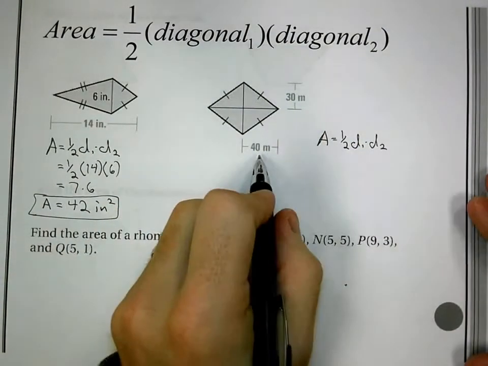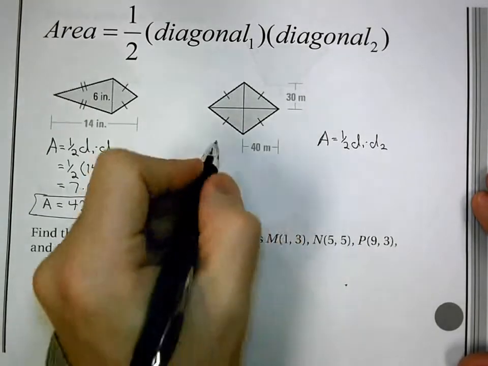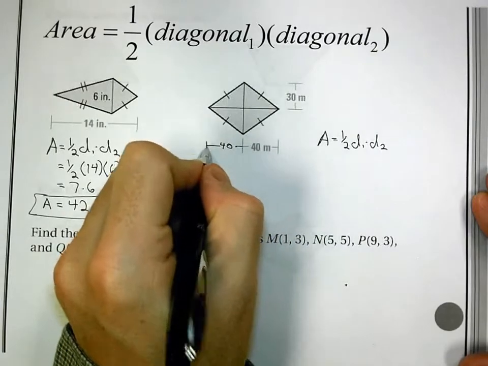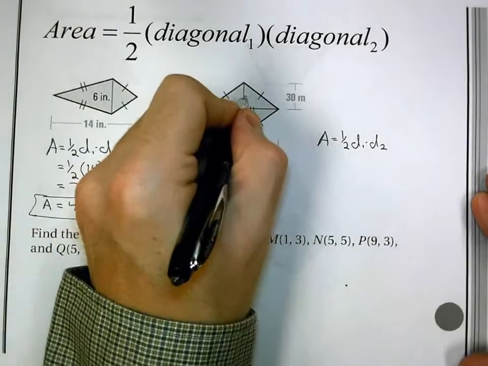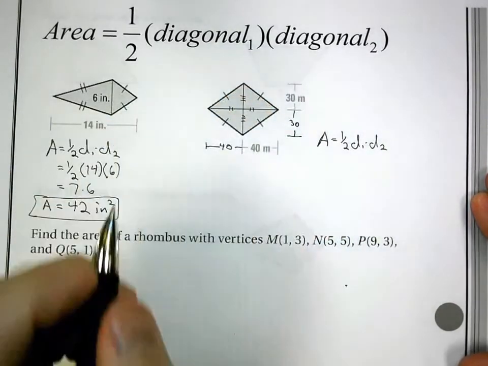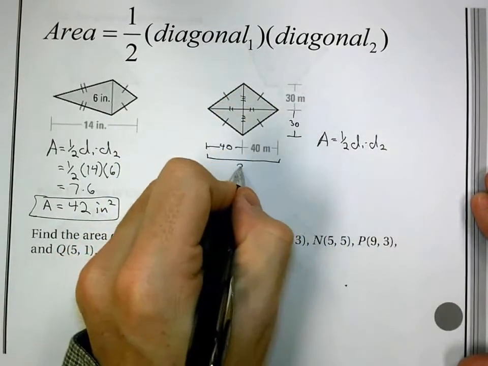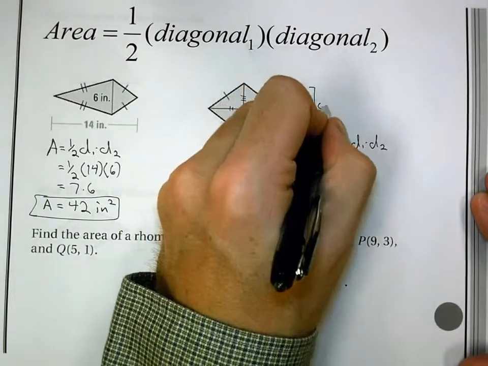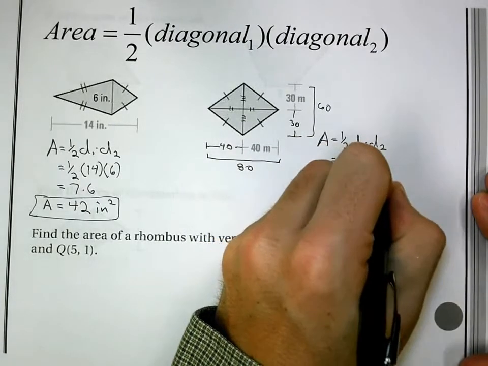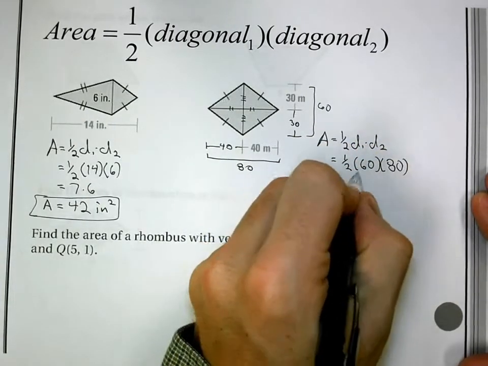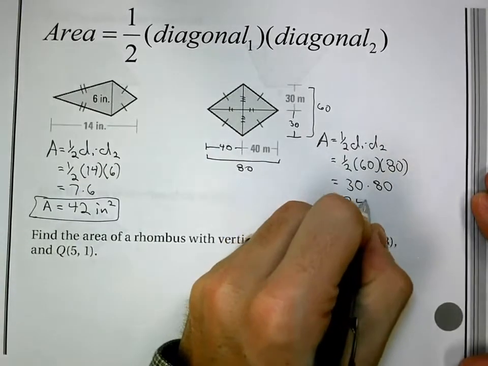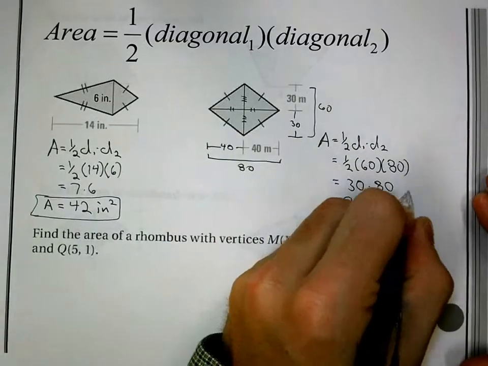And when I look for my diagonals, it's not 40 and 30, because that 40 is this right side of it, which means there's another 40 here, because they bisect, as well as another 30 down there. So in fact, my total diagonals are 80 and 60. So now when I solve, it's 1/2 times 60 times 80, which is 30 times 80, or 2,400 meters squared.